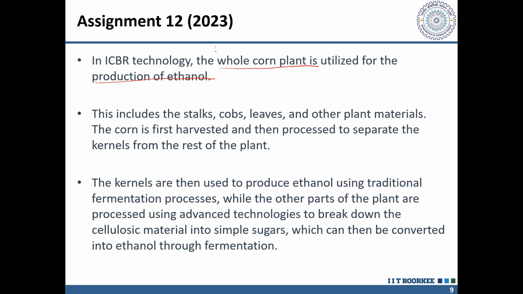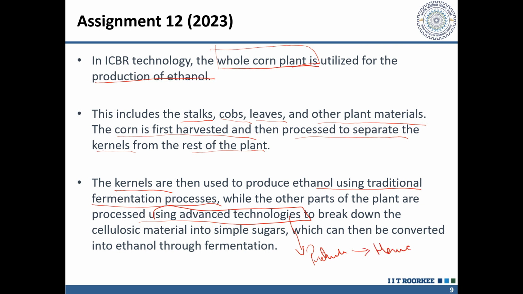What parts of the whole corn can it utilize? It can utilize the stalks, cobs, leaves, kernels, and other plant materials. The corn is first harvested and processed to separate the kernels from the rest of the plant. The kernels are processed using traditional fermentation, while the other plant parts are processed using advanced technologies to break down the cellulosic material, which is known as the pre-treatment method. This pre-treatment is done to remove the hemicellulose and lignin, so that we can get cellulosic material.